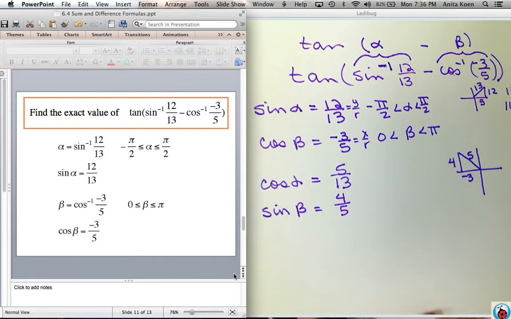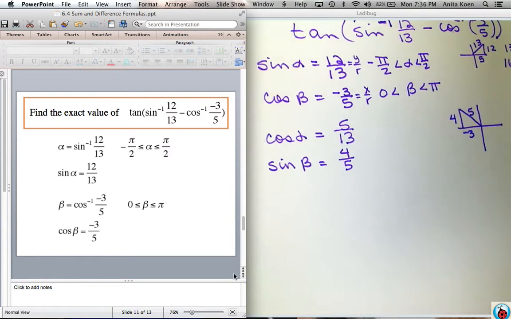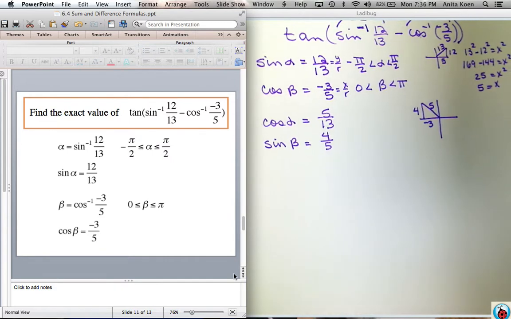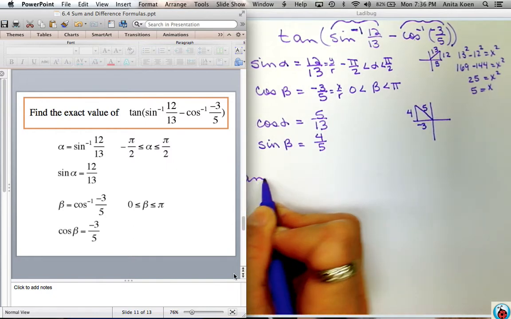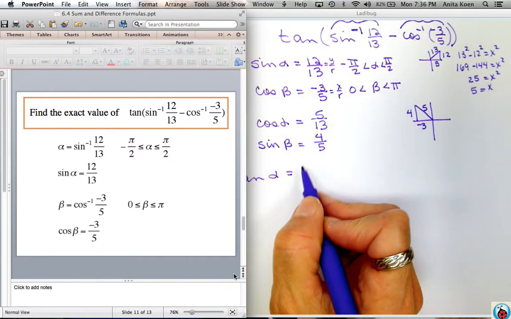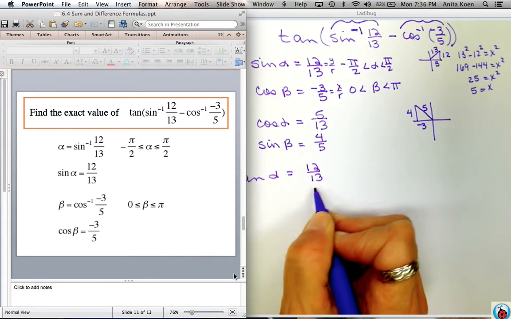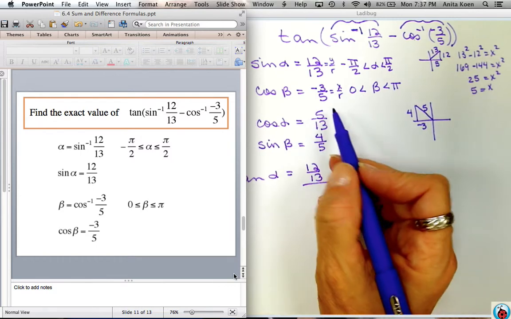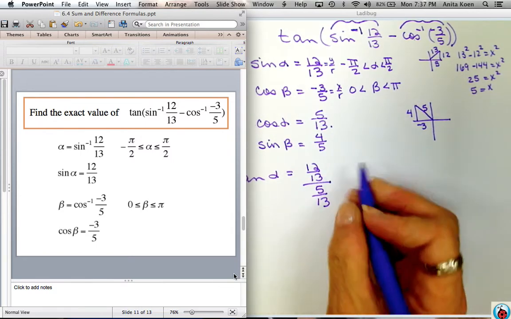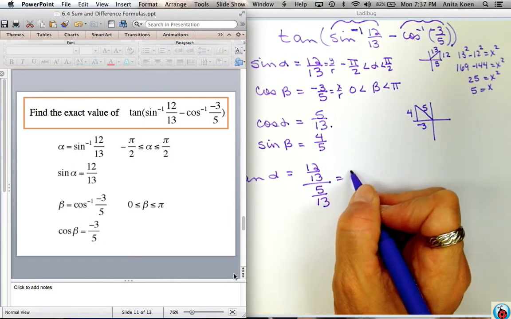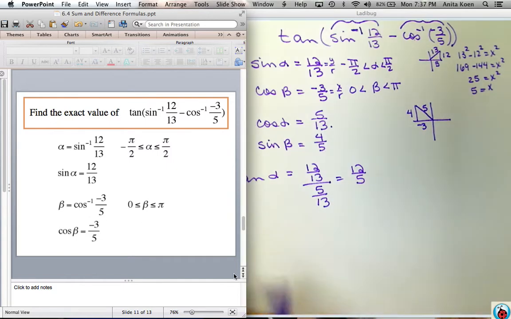And now we can quickly and easily find the tangent. Let me scoot this up a little bit. I feel like it's too far down. And now we can find the tangent of alpha. The tangent of alpha is the sine of alpha, which is 12 over 13, divided by the cosine of alpha, which is 5 over 13. And that means that we have the tangent of alpha is 12 over 5.